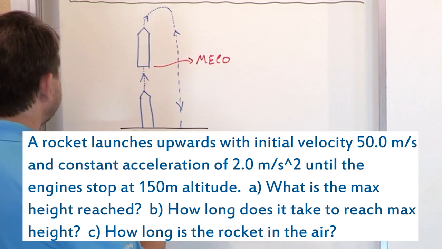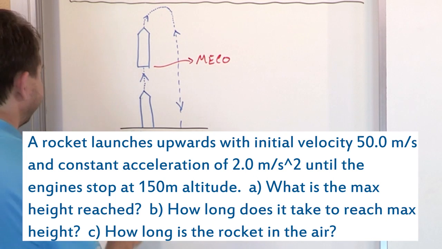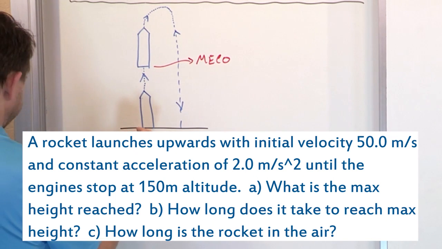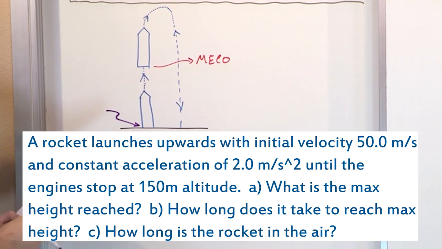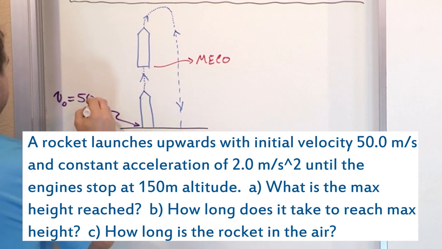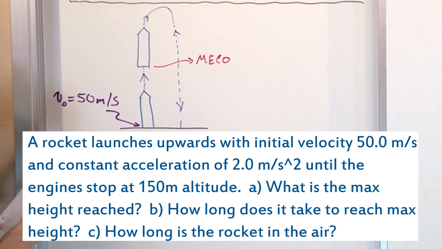The problem says a rocket launches upward with initial velocity of 50 meters a second. That means right off the launch pad, it has a velocity here. So let's draw some numbers right at this point. We put a little arrow telling us that at that time, we know the initial velocity was 50.0, but I'm going to put 50 meters per second. That's the initial velocity off the launch pad.